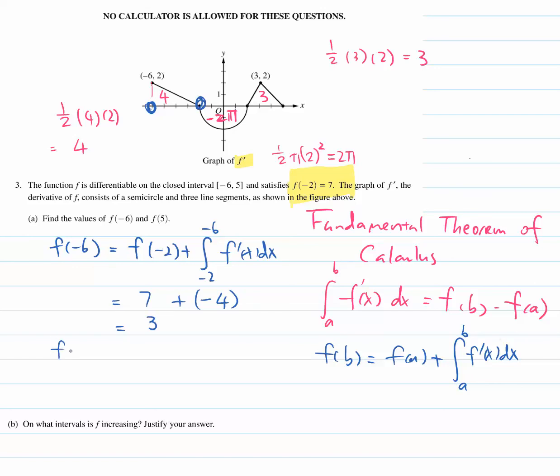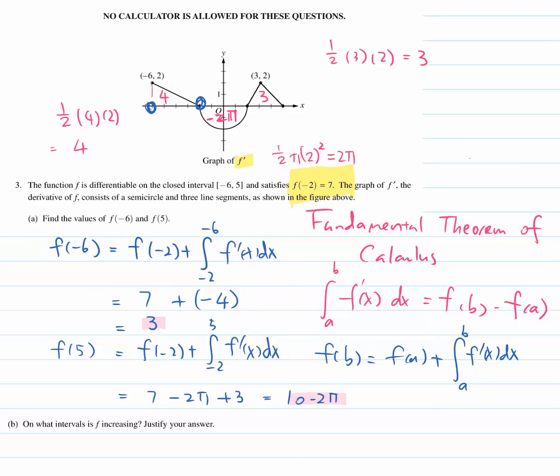And then our second one, f of 5, we do basically the same thing. So f of negative 2 plus the integral from negative 2 to 5 of f prime of x dx, and this we have 7 minus 2 pi plus 3, and we're left with 10 minus 2 pi. So our answers are 3 and 10 minus 2 pi for part A.